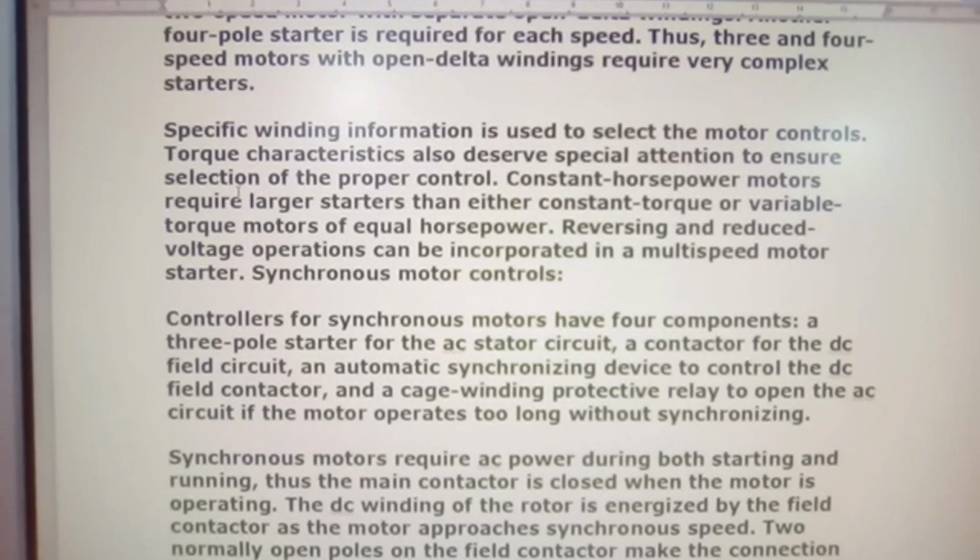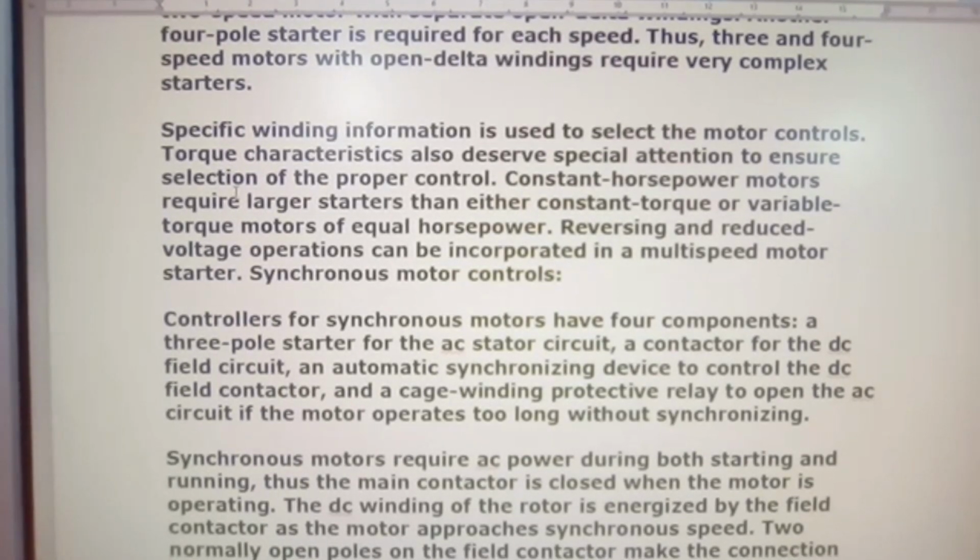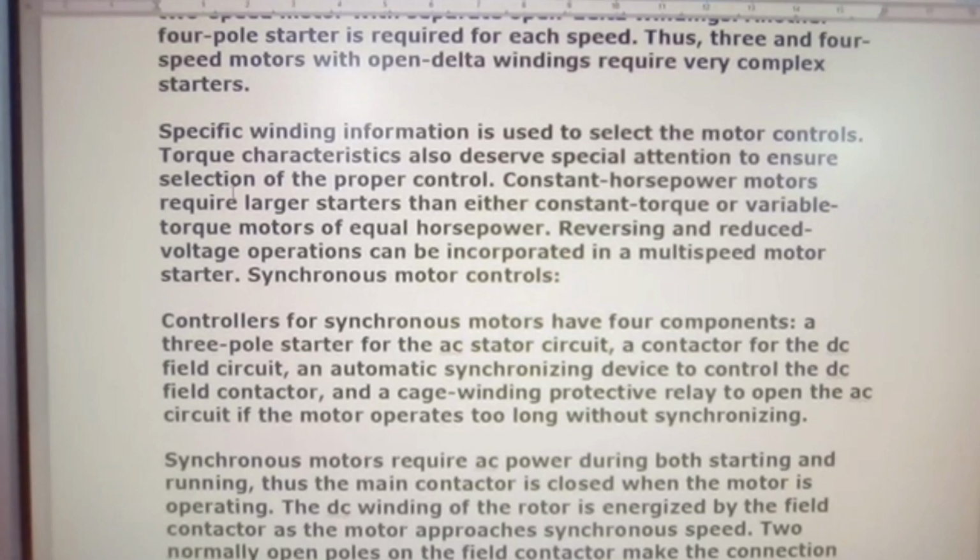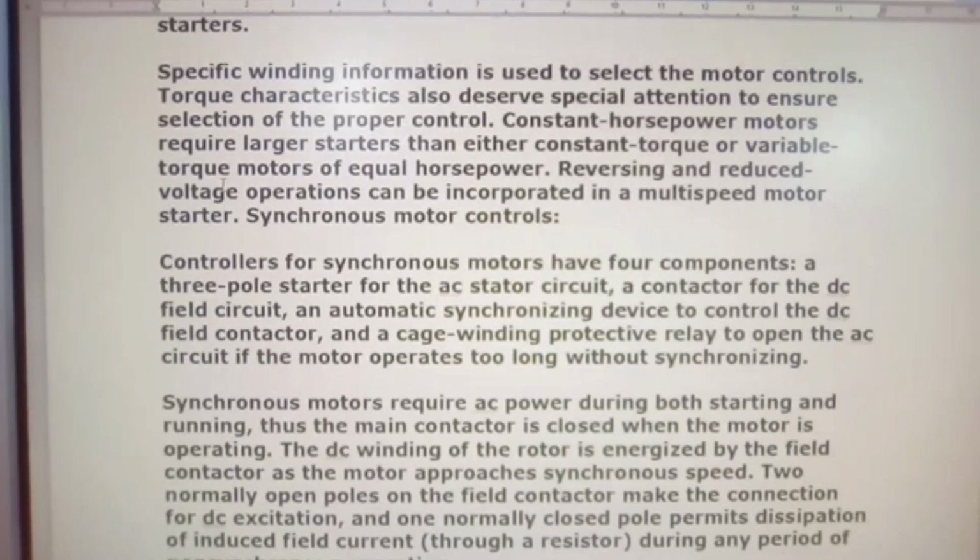Now here, specific winding information, controllers for synchronous motors, etc. You have a lot of information here which you can use for yourselves.